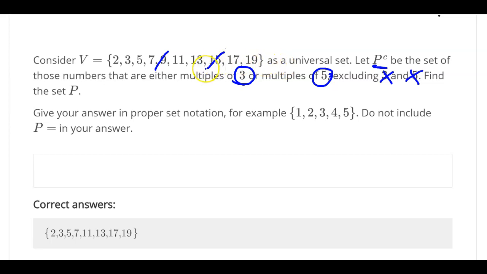So I'm excluding all the multiples of 3 and 5. And what am I left with? I'm simply left with the values 2, 3, 5, 11, 13, 17, and 19 as my set P. Now, if I look at the complement of this one, I will definitely have the multiples of 3 and 5.